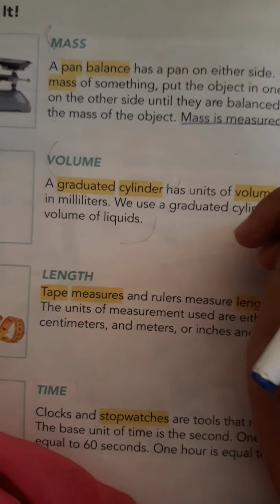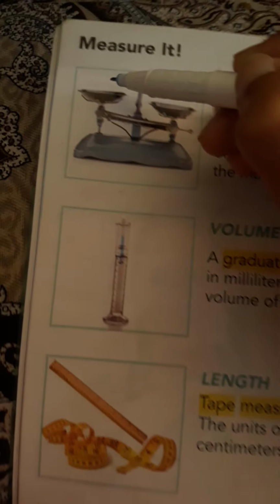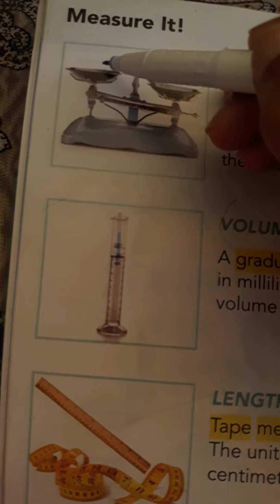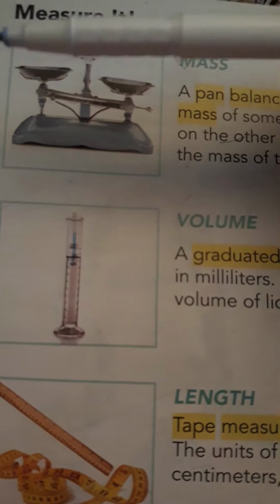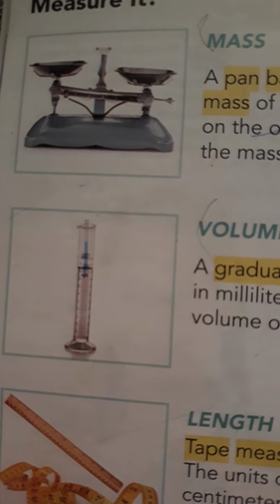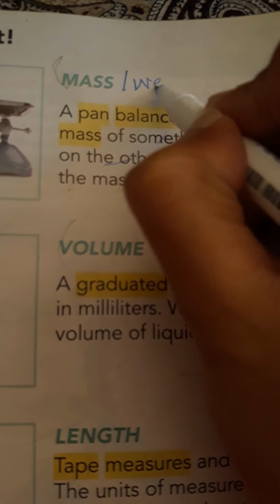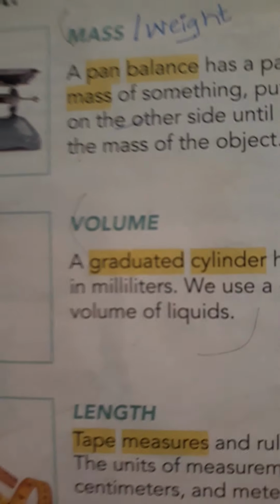Mass is the weight of any object. It is measured by an instrument called a pan balance. You have to put the object in this pan and you have to put the weight in this pan until they are in the same position or in equilibrium position, or both of the pans are at the same level, then the object is balanced. Mass is the weight of the object. It is measured by using a pan balance.